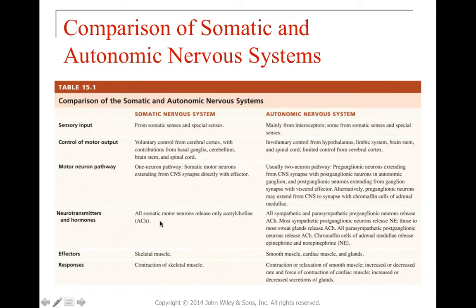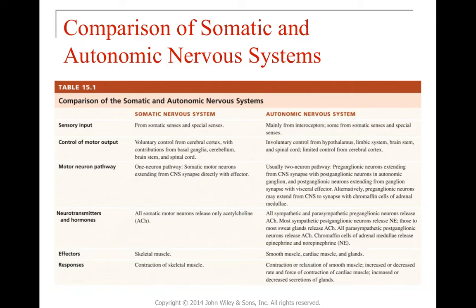Now, the somatic nervous system is going to release only acetylcholine, whereas the autonomic nervous system, being split up into sympathetic and parasympathetic, can release either acetylcholine or norepinephrine. Now, the sympathetic postganglionic neurons, that means the second neuron in that pathway under sympathetic control, are going to release norepinephrine. However, all parasympathetic postganglionic neurons are going to release acetylcholine, similar to the somatic nervous system. So there's some specialty there depending on which pathway it's using and what the effectors are.